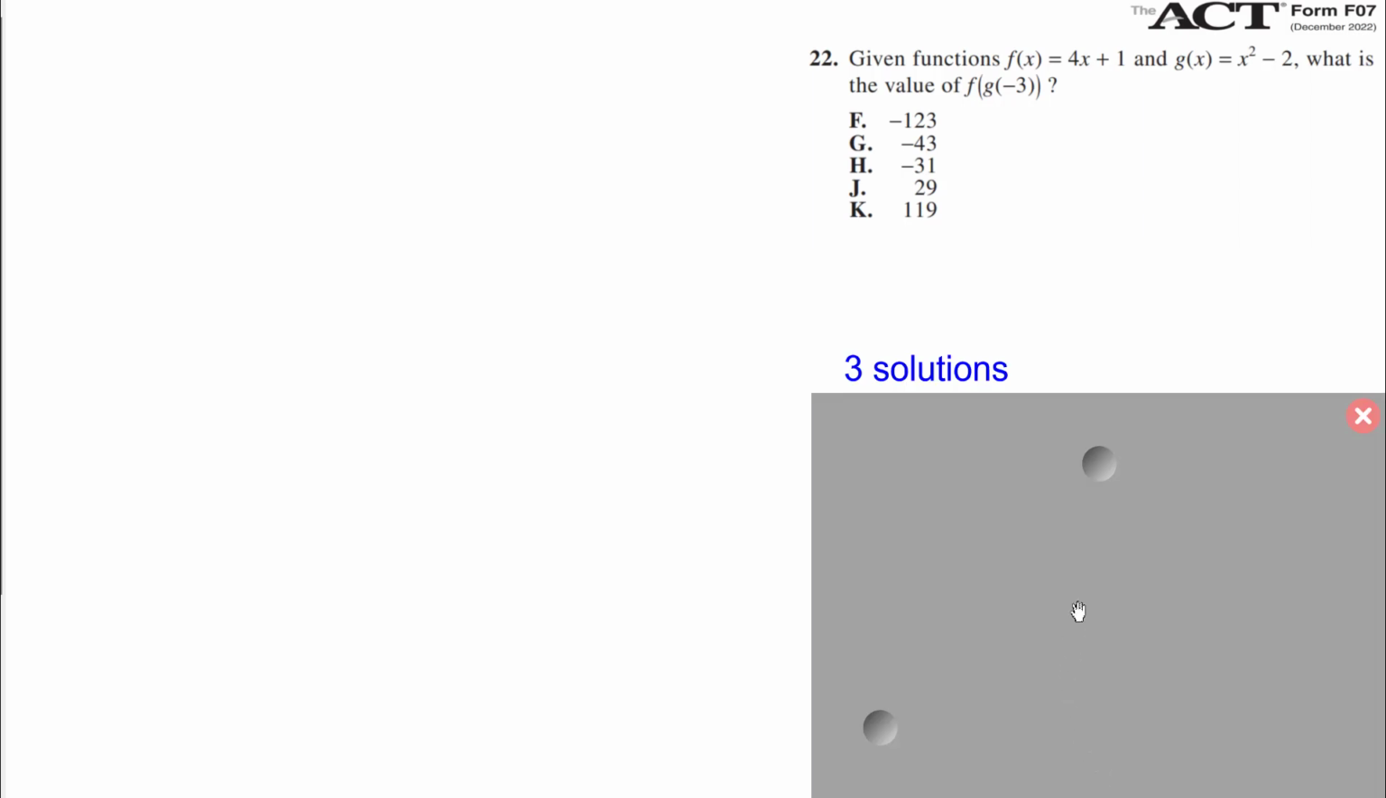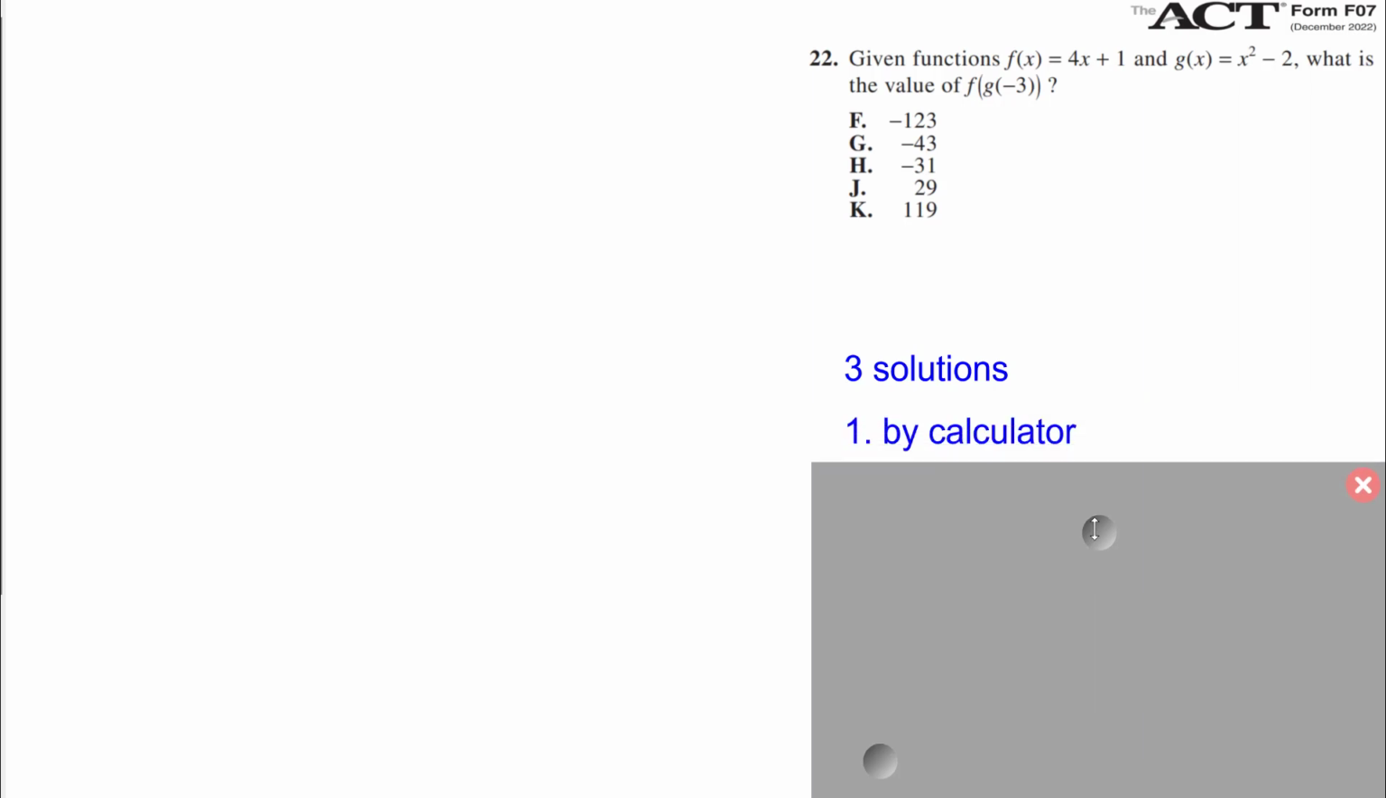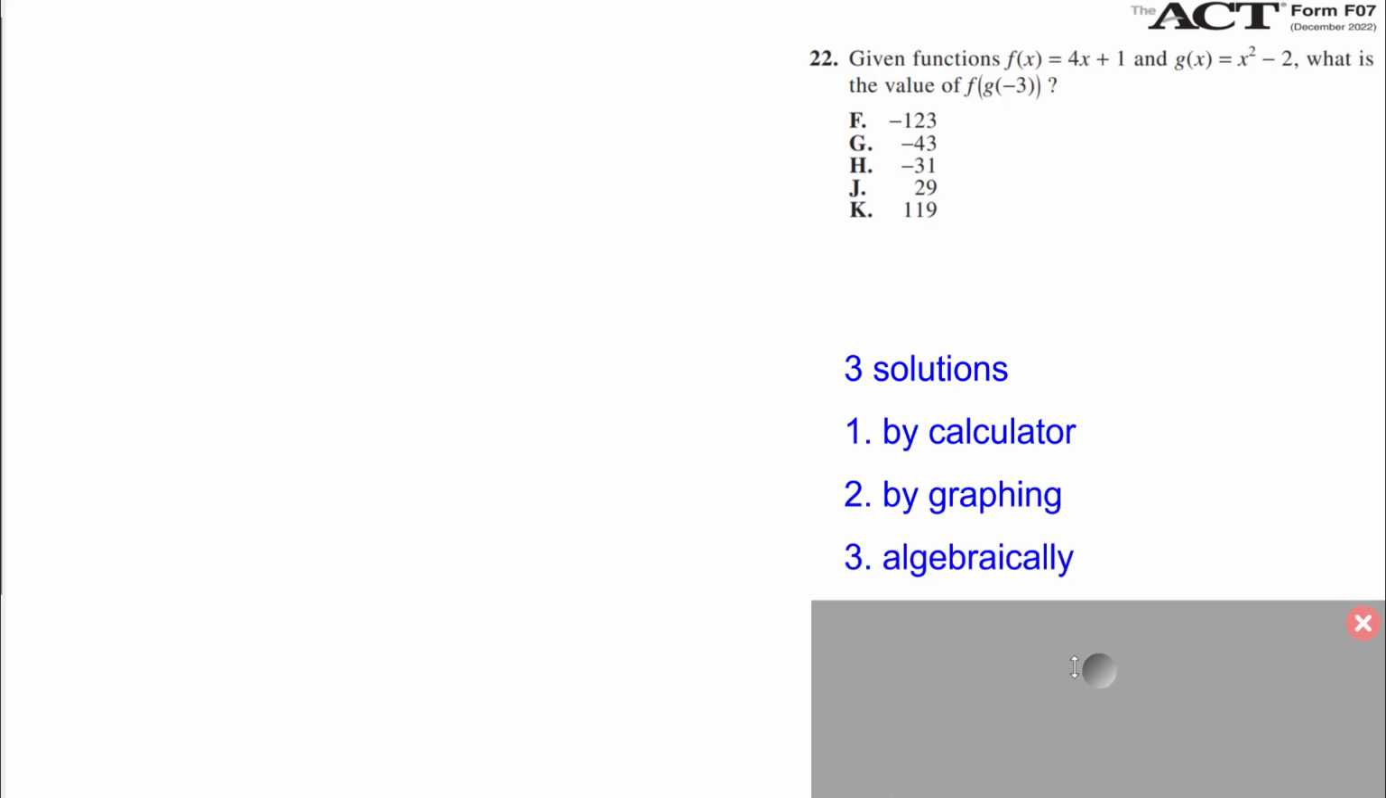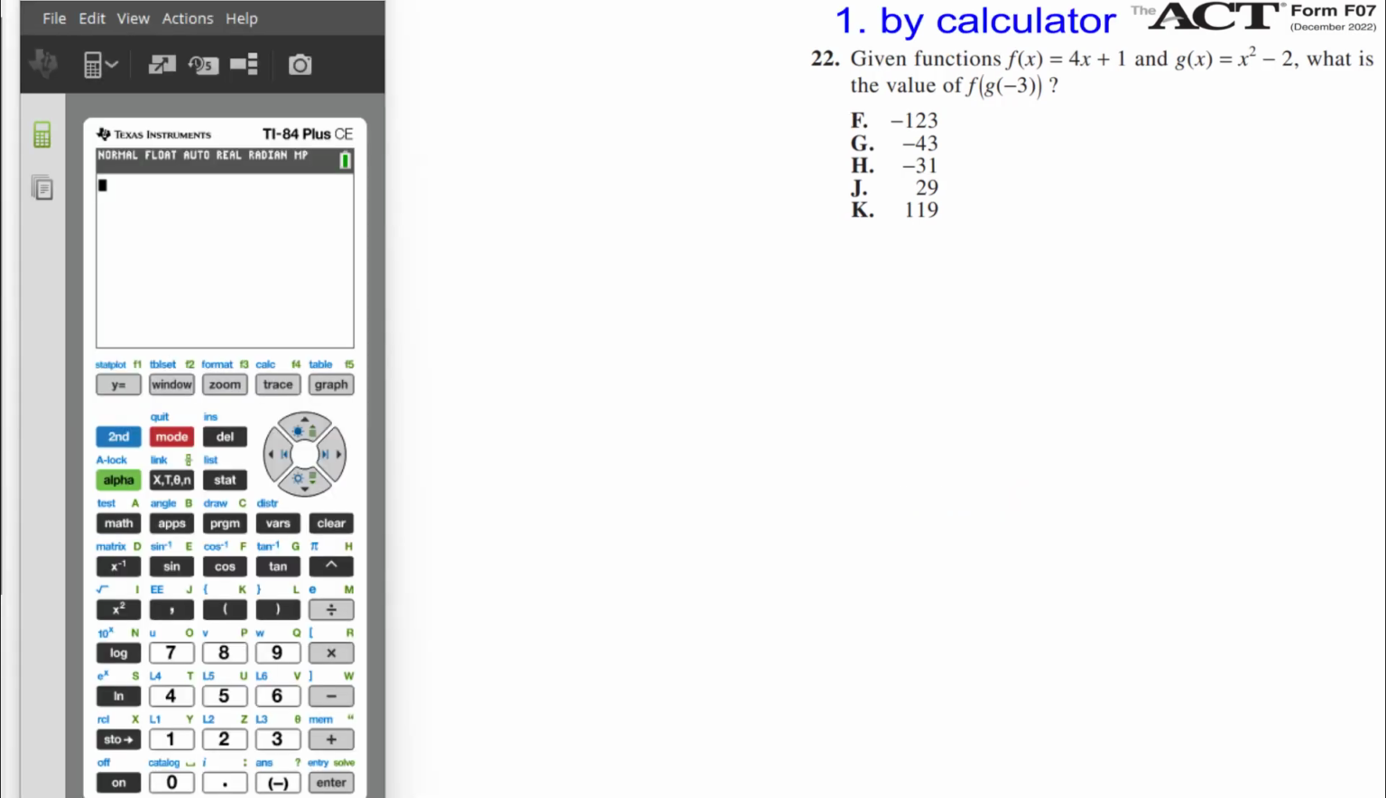Here we're going to look at three different ways to solve this problem. We'll use the calculator. We'll also do it by graphing, and we'll do it algebraically. So the first way is by calculator.